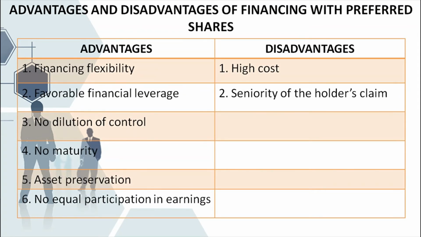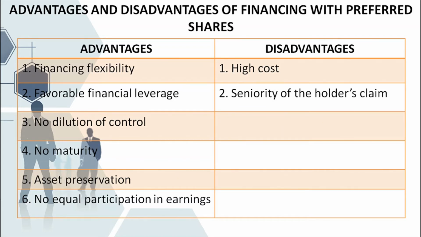The first advantage is financing flexibility. So by using preferred share, a firm can fix its financial cost and thus keep more of the potential future profits for its existing set of ordinary equity shareholders, yet still avoid the danger of bankruptcy. The second advantage is favorable financial leverage. Issuing preferred share provides favorable financial leverage that enhances the ordinary shareholder's return if the firm earns a rate of return on its preferred share that is higher than its cost of capital.